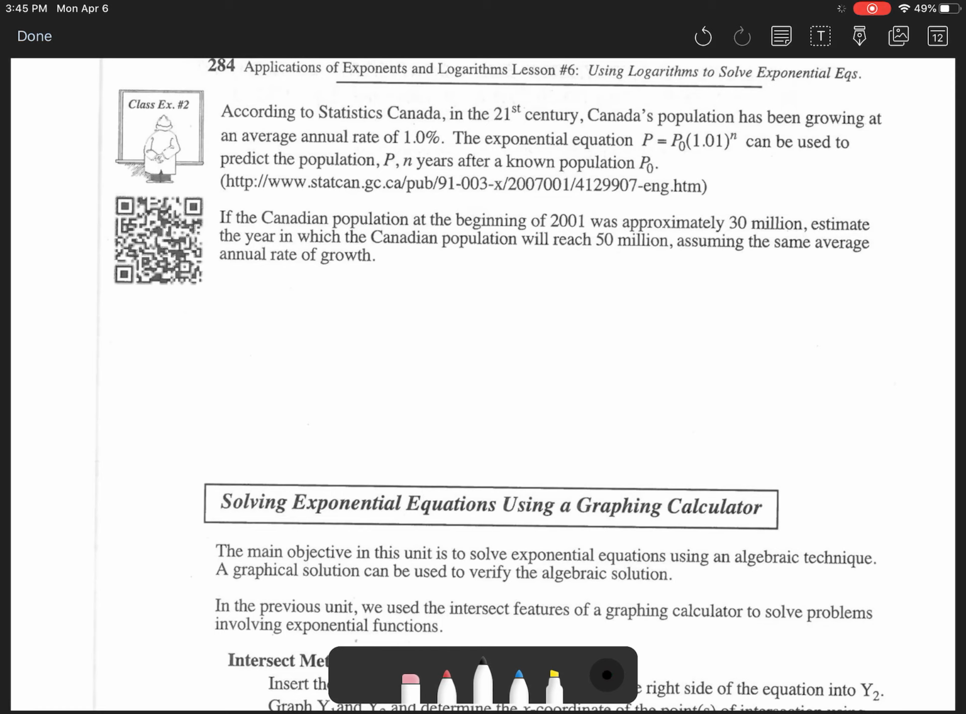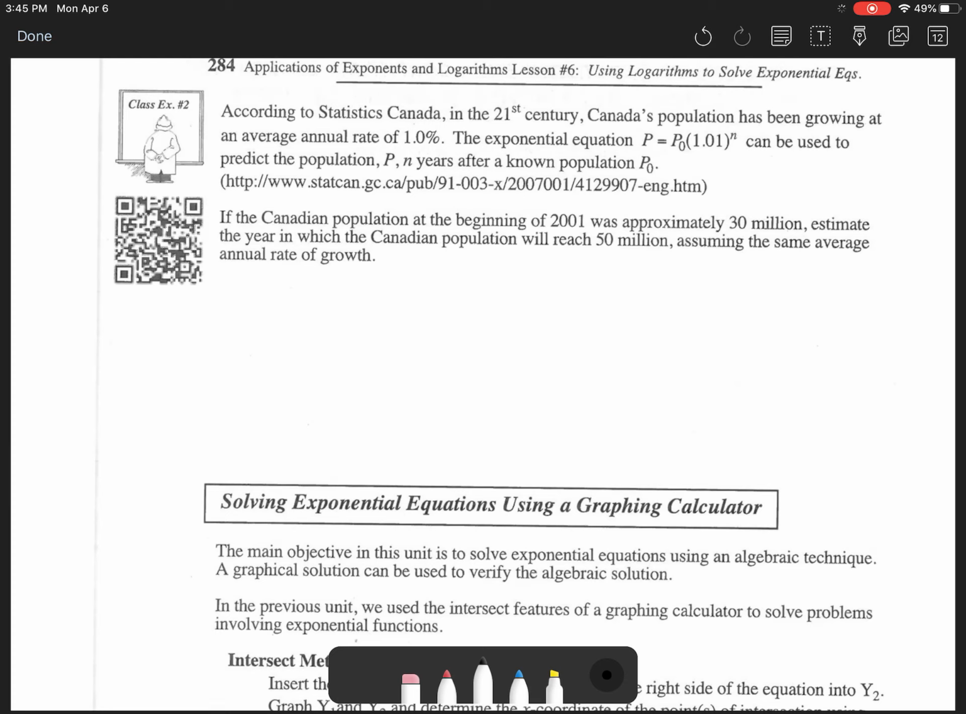Okay, so a word problem on the next page says, according to Stats Canada, in the 21st century, Canada's population has been growing at an average annual rate of 1%. The exponential equation that is given, P is equal to P naught, or P initial, times 1.01 to the n, can be used to predict the population P, n years after a known population P naught. And then they give you a nice URL that you can go to, or a QR code you can scan if you want to know more about that. The question, though, reads like this.